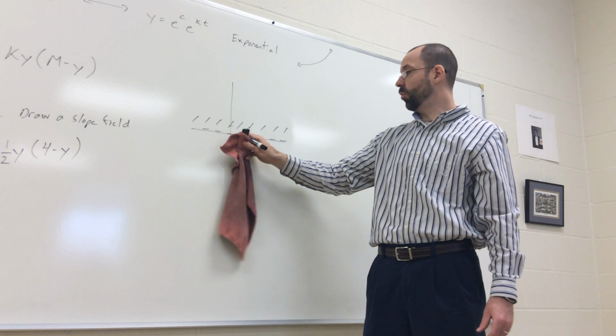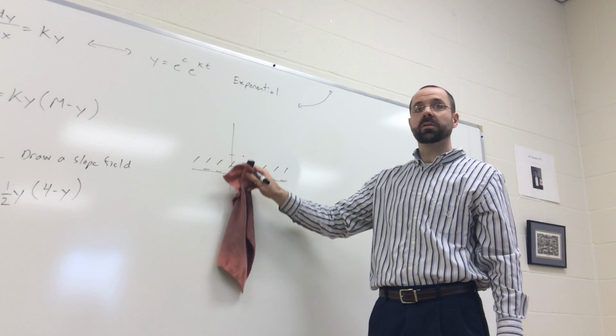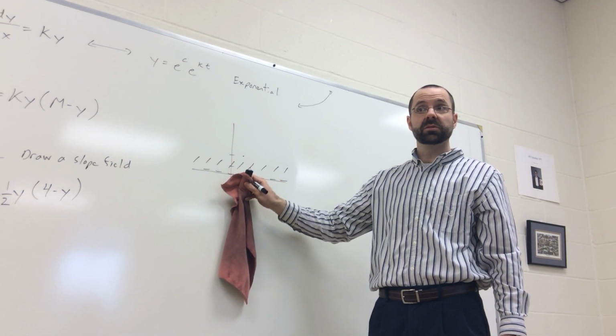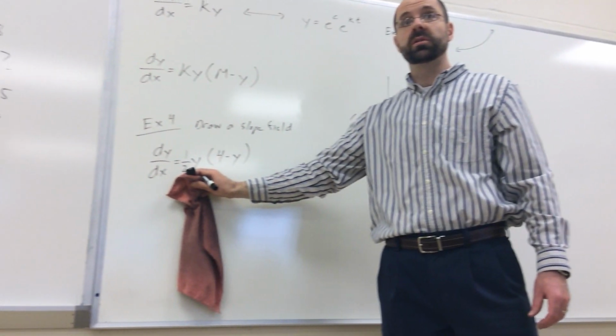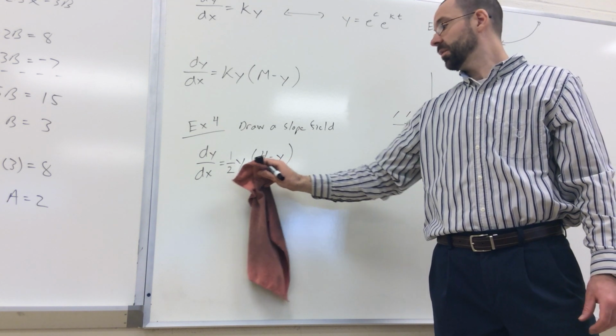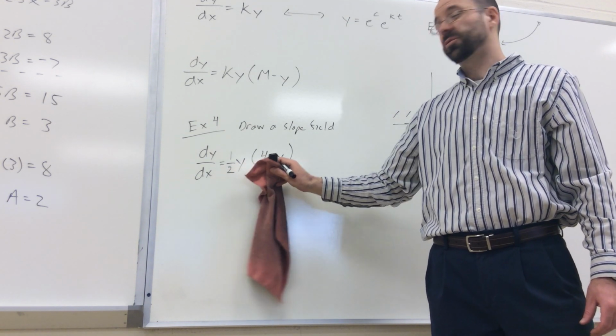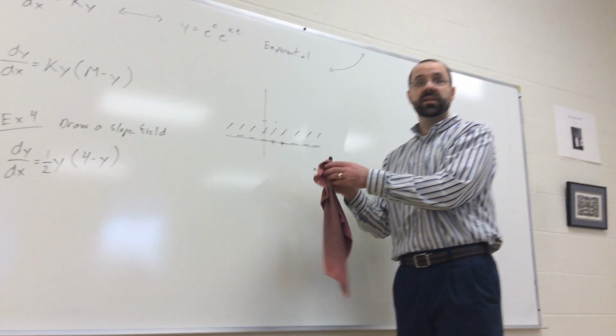Okay, now moving to the point 1, 2. Now the y value is 2. So I have 1/2 times 2 times 2, because 4 minus 2 is 2. So that's 2. So a little bit steeper than this.